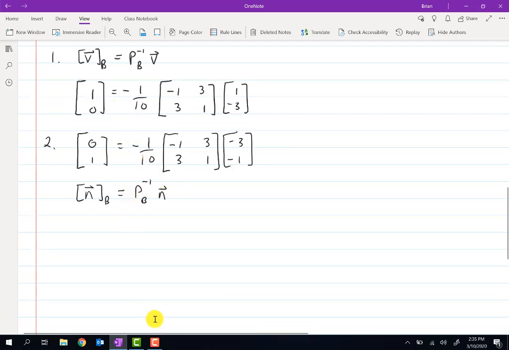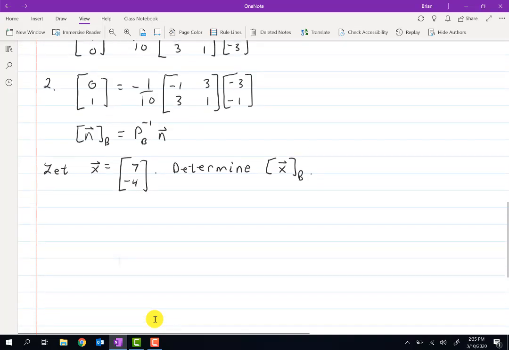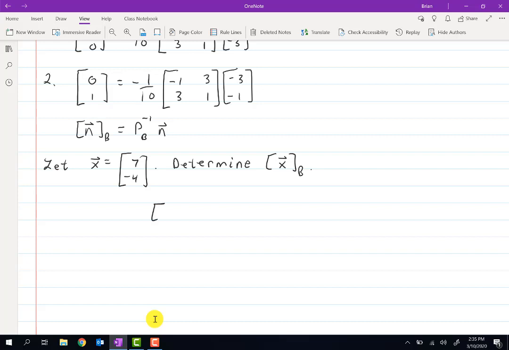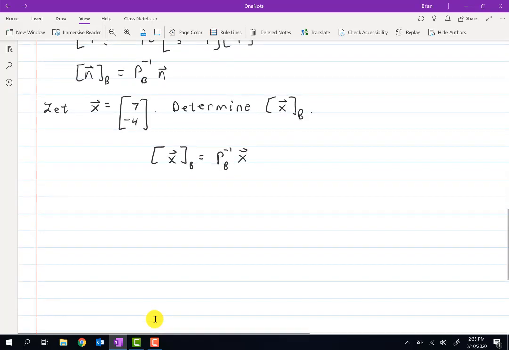So let x equal 7, -4. Determine x under this new basis. So the equation that we have from right up above, remember, that's PB inverse times x. So let's put these numbers in. Well, this one I can't put in until I do my calculations.